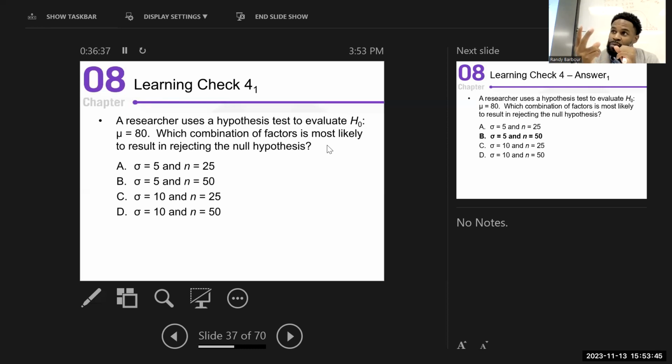Think about those two factors that influence the hypothesis test. You just wrote them down in a couple spots. Which kind of combination of factors is most likely to result in rejecting the null hypothesis?